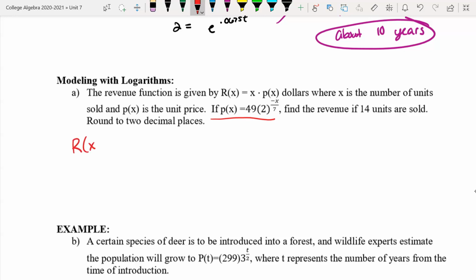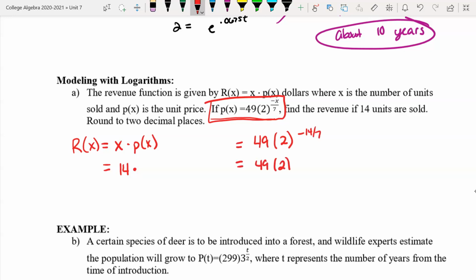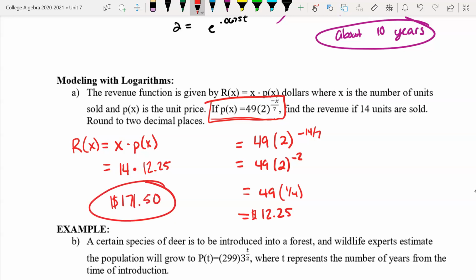So again, the revenue is x times P of x. Well, we know x is 14, but we don't know the unit price. So we've got to find the unit price. So let's plug in 14 and solve it. So I'm going to get 49 times 2 to the negative second, which is 49 times 1/4, which is 12.25. So our unit price is 12.25. So now I'm going to take that 12.25 and multiply it by 14 to get my revenue of $171.50.